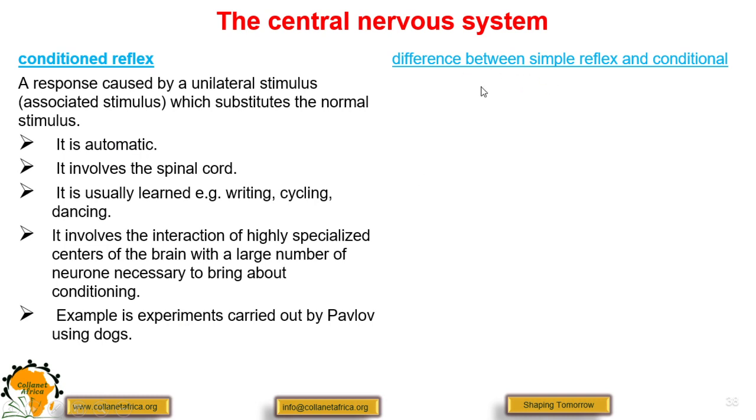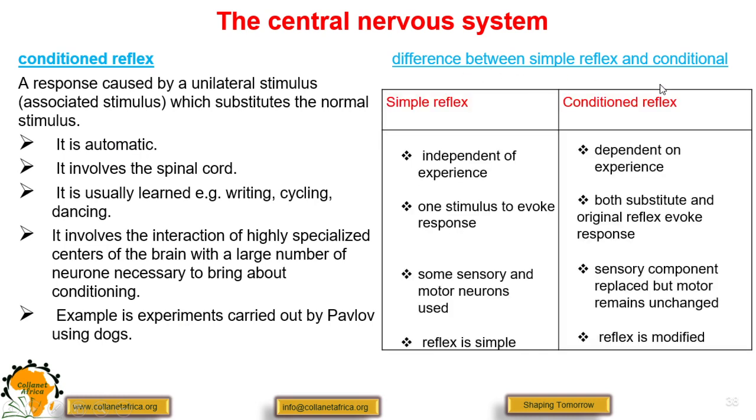So what are the differences between simple reflex and conditioned reflex? In simple reflex, it is independent of experience, but conditioned reflex is dependent on experience. For example, cycling, writing: if you don't cycle for long, you forget, so it has to be reinforced.